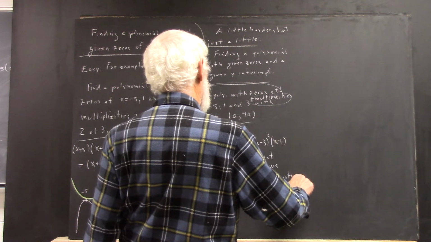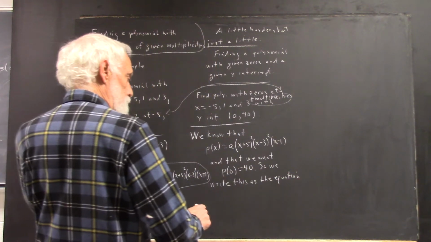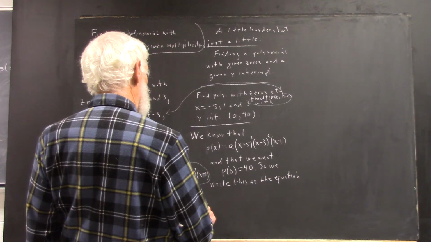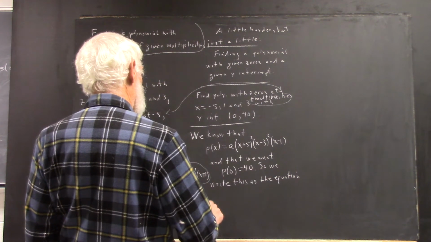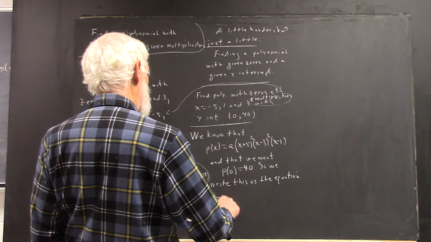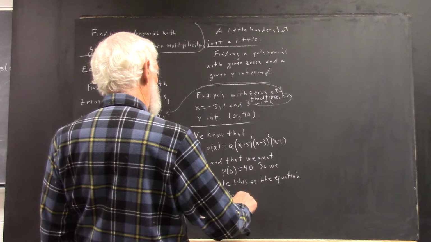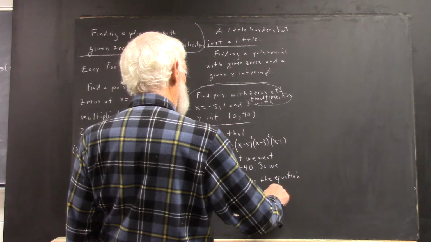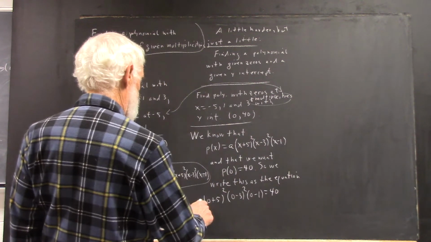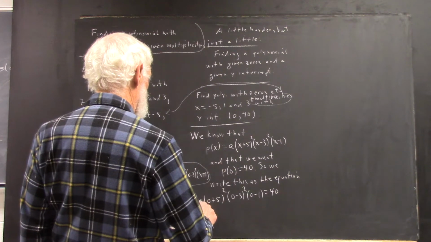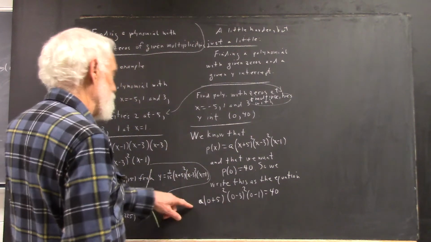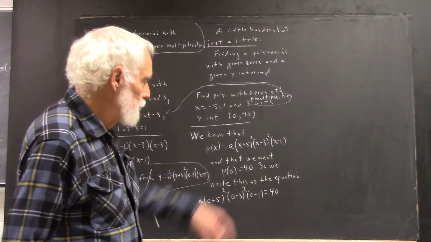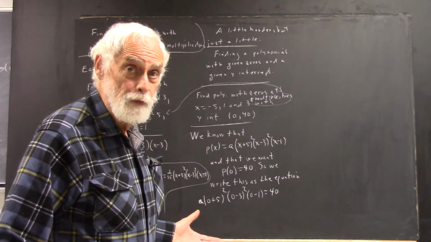So we write this as the equation P of 0 is a times 0 plus 5 squared times 0 minus 3 squared times 0 minus 1 equals 40. Kind of a bad looking A, I'll make it worse. Okay, that's an A. So it's A times this times this times this equals 40. Well, that's really easy to solve for A, isn't it?